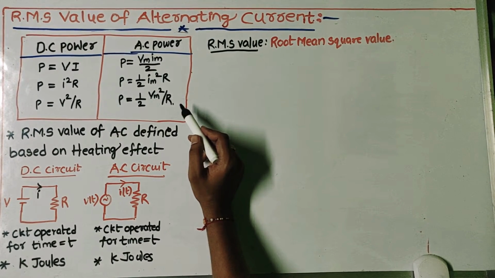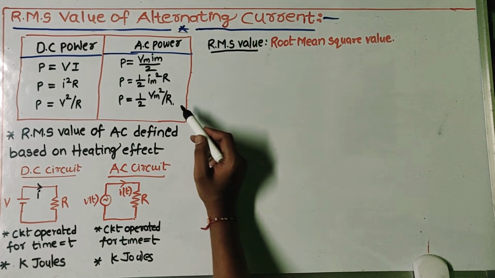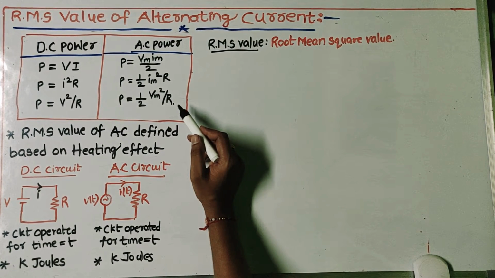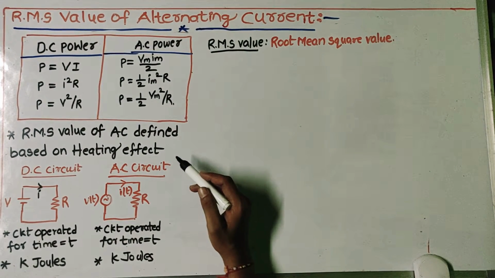So what is the need to express these AC quantities in RMS values? By finding these RMS values, we can express the AC power like DC power. This is the reason behind expressing AC values in RMS values. Okay, so let's discuss the concept of the RMS value.